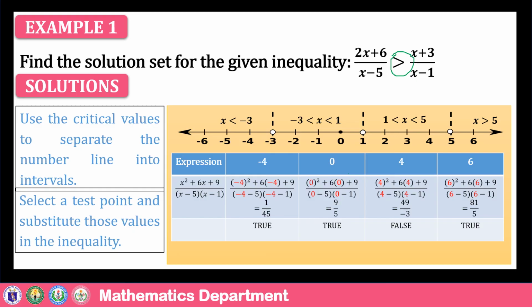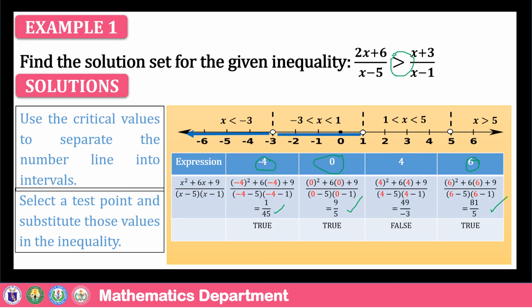So titingnan natin dito, dahil ang ating inequality ay greater than, titingin tayo dito ng mga values that will give us a positive result. So ang positive lang dito, we have yung una, yung pangalawa, at saka yung pangatlo. So ibig sabihin nito, itong mga test points na ito or yung mga intervals kung saan nanggaling yung mga test points na ito, ay yun yung magiging part ng ating solution set. So, since tatlo lang naman ito, hindi kasama yung x equals 4.